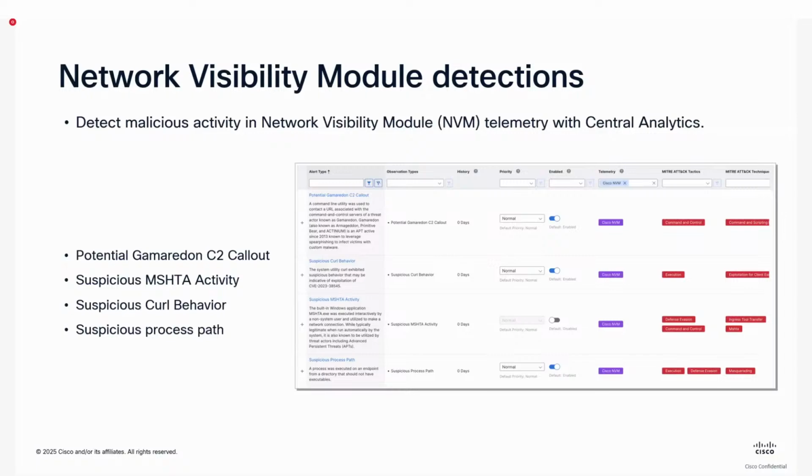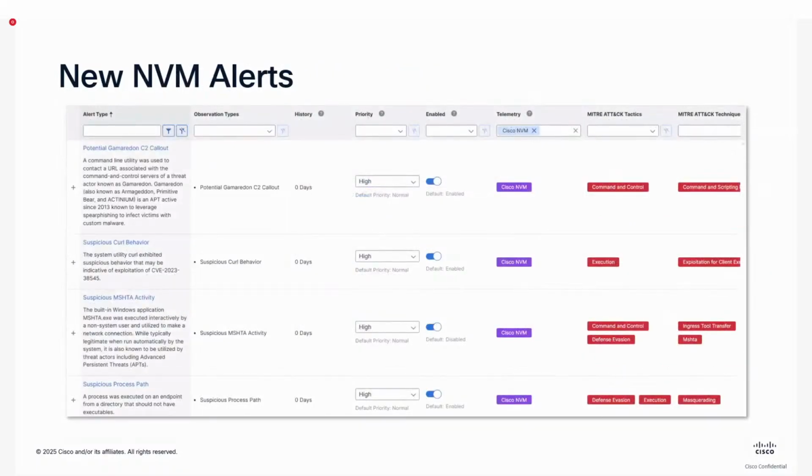If you've ever used central analytics, you should kind of recognize the screen. If you've ever used Cisco XDR, you'll also recognize this screen here where we've got our individual detections called out. And here's a closer look at those. So there are 4 new alerts here that are based off of the network visibility module telemetry. And I'll show you what those look like here in a second.